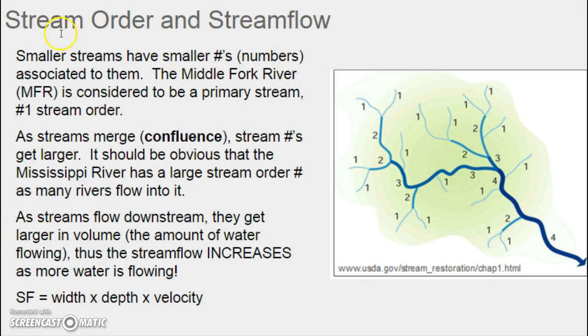We can look at this in terms of stream order and stream flow, where smaller streams have smaller numbers. The Middle Fork River is considered to be a primary stream, number one stream order. As streams merge at confluences, stream numbers get larger. It should be obvious that the Mississippi River has a large stream order number as many rivers flow into it. As streams flow downstream, they carry larger volume, right? The amount of water moving increases. Thus, stream flow increases as more moving water flows. So stream flow, we found, is width times depth times velocity.